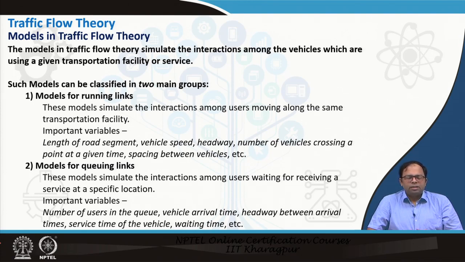That means in the model for running links, this model simulates the interaction among users moving along the same transportation facility. And here we consider the length of the road segment, vehicle speed, headway between different vehicles, number of vehicles crossing a point at a given point of time, and then spacing between vehicles. All these things are considered.